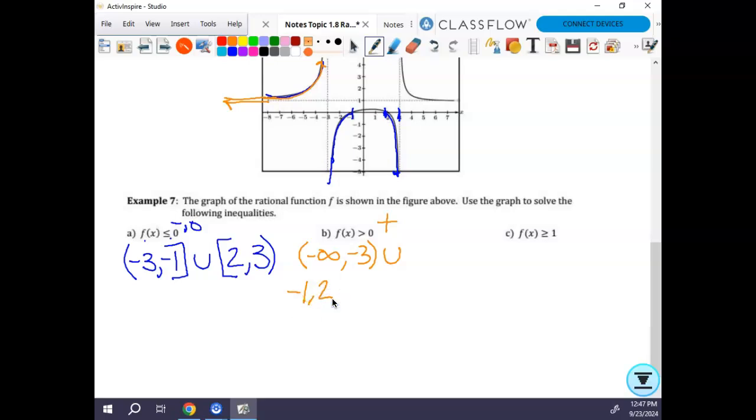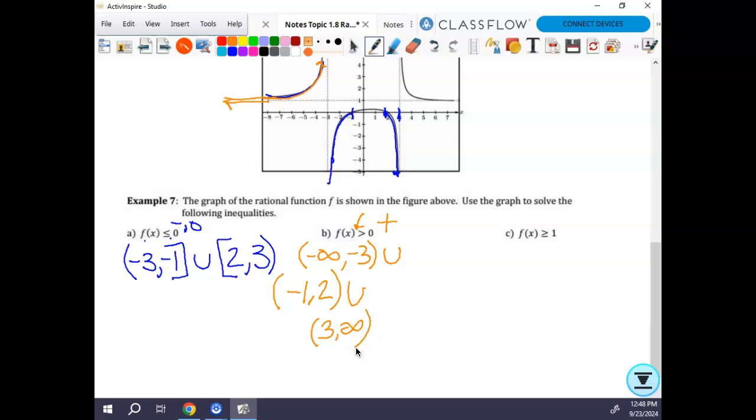But those are zeros. I included them over there. Why am I not including them? Good, because of the sign. Because it doesn't say greater than or equal to. Very good. So these are open. And then it's positive again, starting where? 3 to infinity. Good.